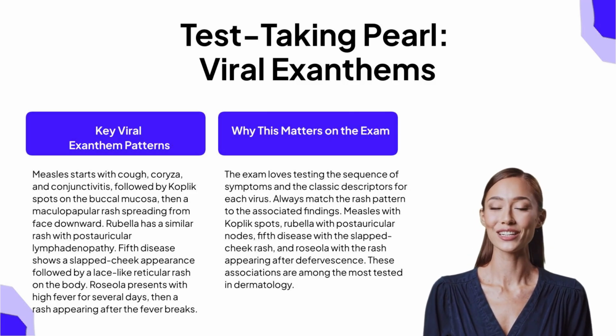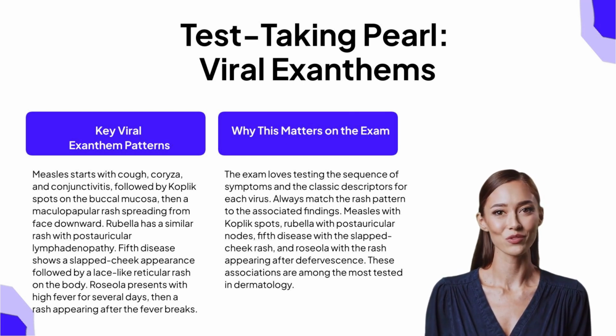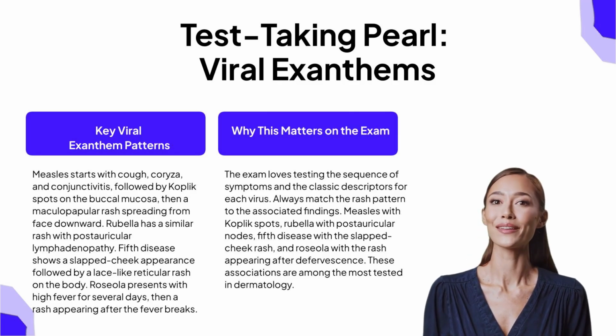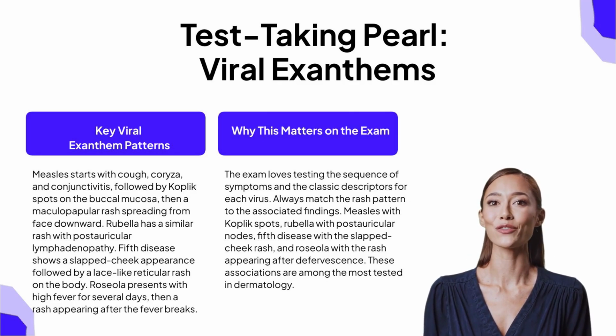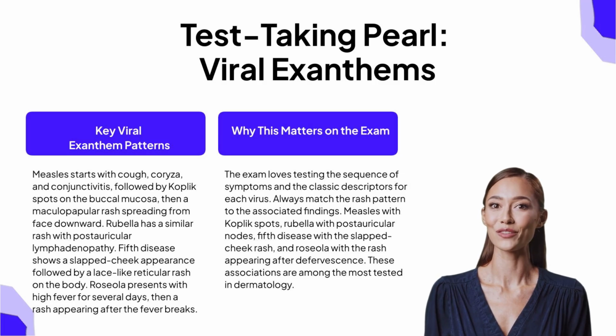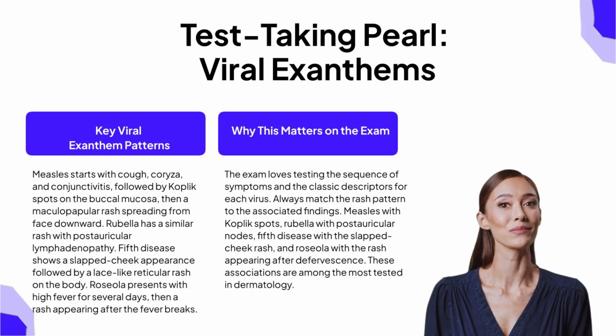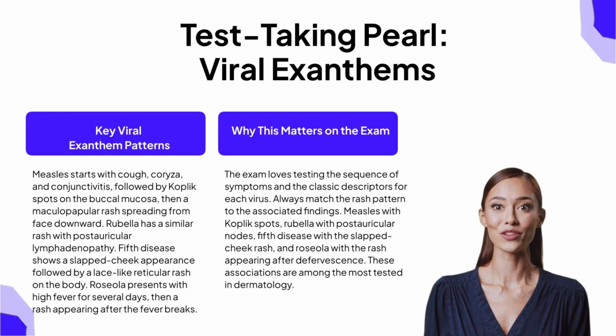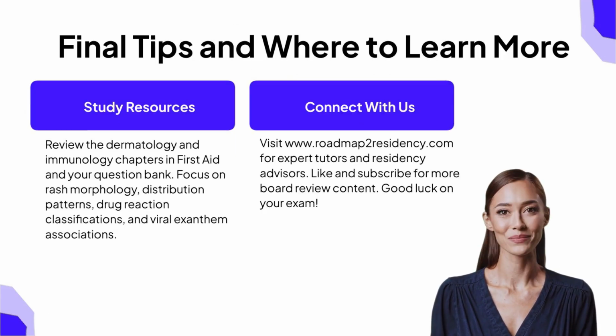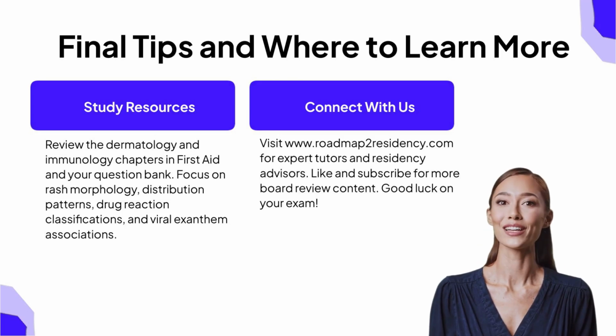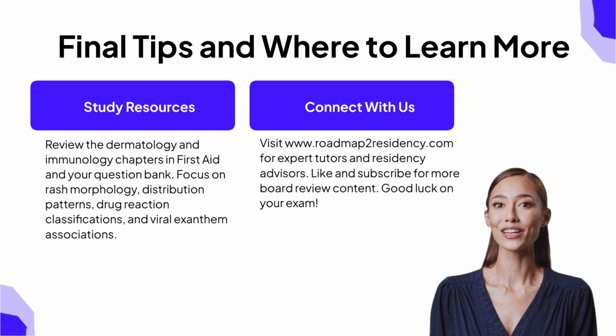The key strategy is to always match the rash pattern to the associated findings. Measles with COMLEX spots, rubella with postauricular nodes, fifth disease with the slapped cheek rash, and roseola with the rash appearing after defervescence. These associations come up frequently and are considered among the most tested topics in dermatology. That wraps up our review of common rashes and test-taking strategies for your board exam.